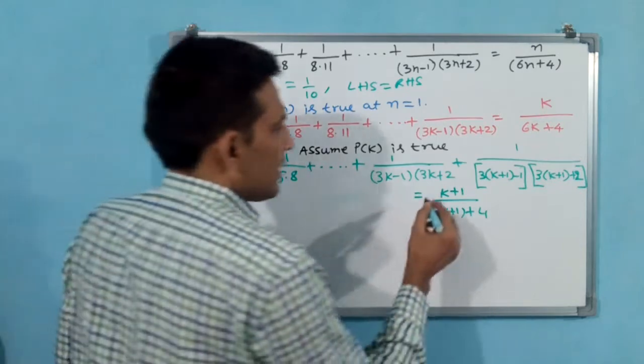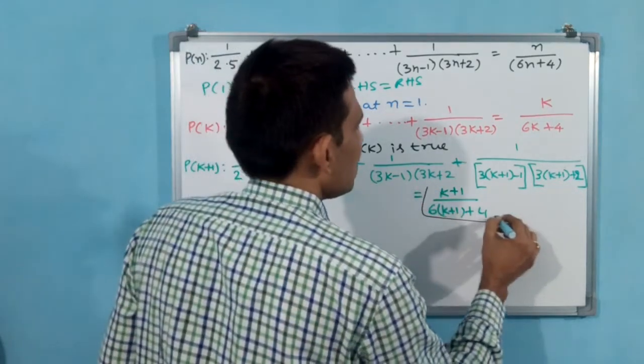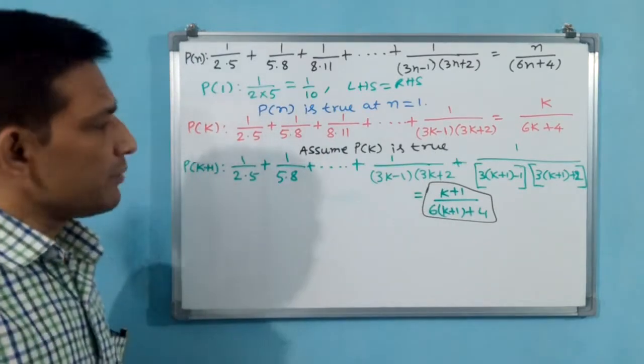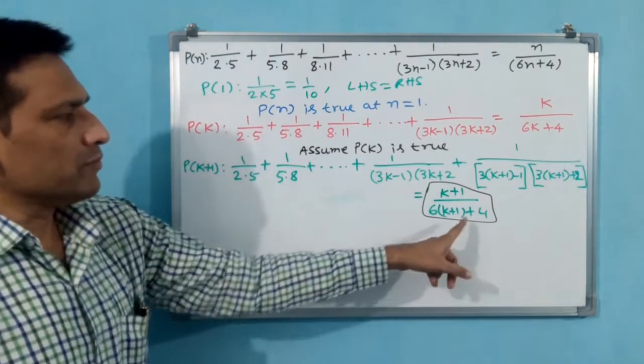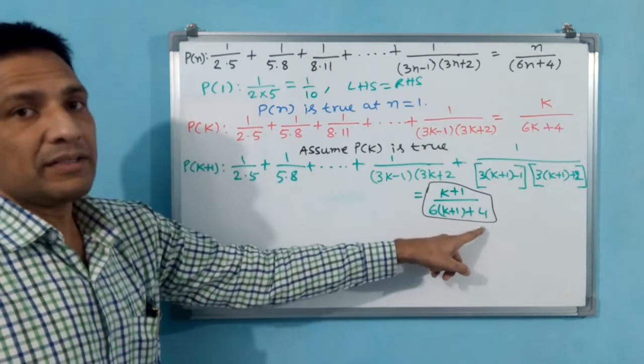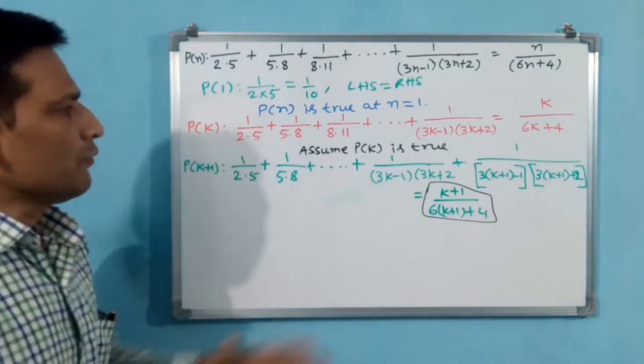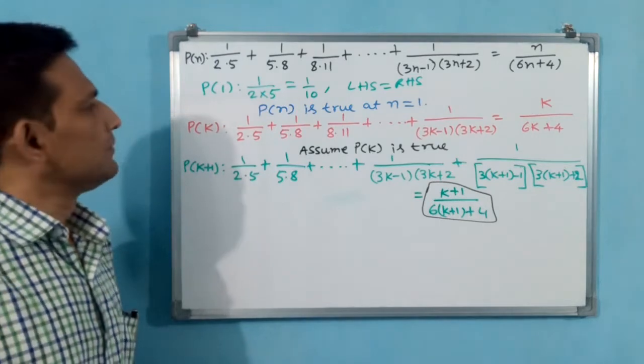You box it, RHS. Why? Because finally you have to prove this one. K plus 1 by 6k plus 1 plus 4. That means 6k plus 10. 6k plus 10 you have to show. If you simplify this, 6k plus 10 will come.